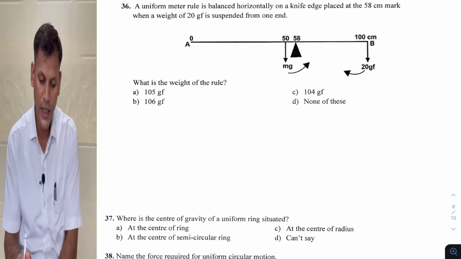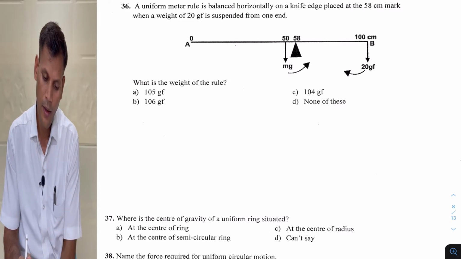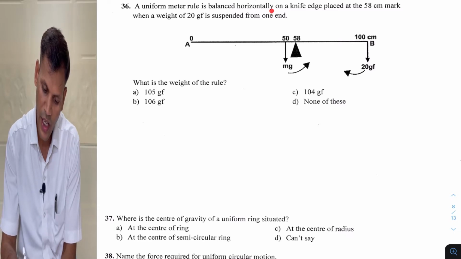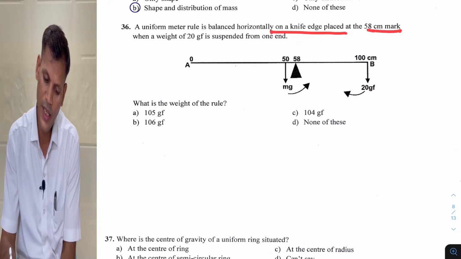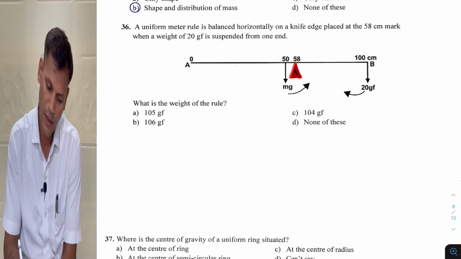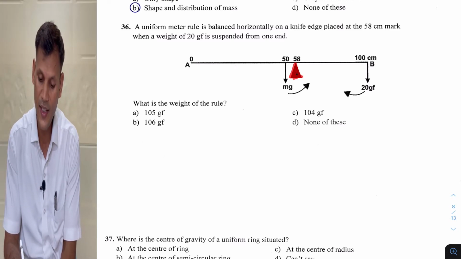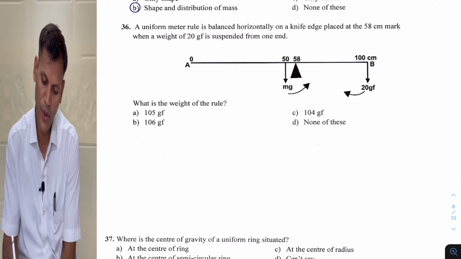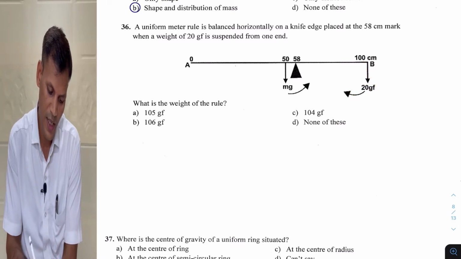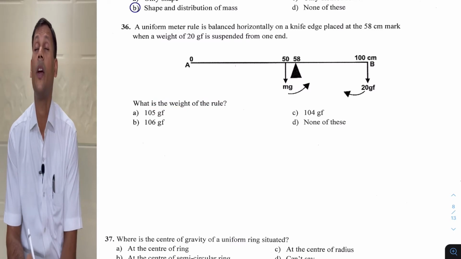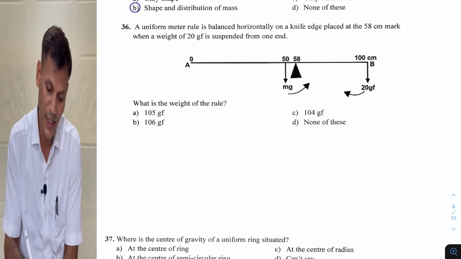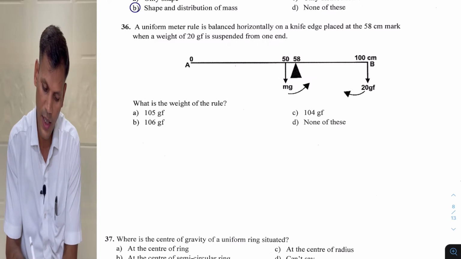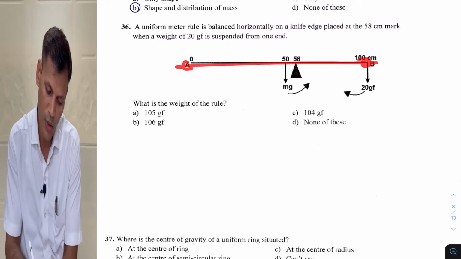Next is question number 36. A uniform meter rule is balanced horizontally on a knife edge placed at the 58 centimeter mark. This is the fulcrum or balancing point. When a weight of 20 gram force is suspended from one end, what has been asked? What is the weight of the rule? So weight of any body acts at its center. So what is the center over here? Overall it is a meter rule, so 100 centimeters, so at 50 it is mg.